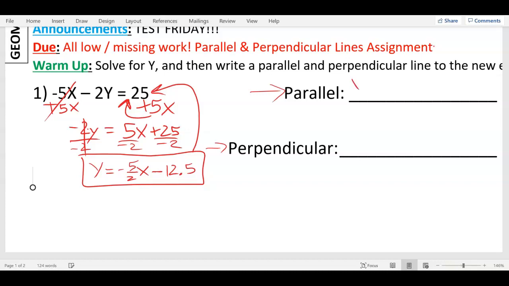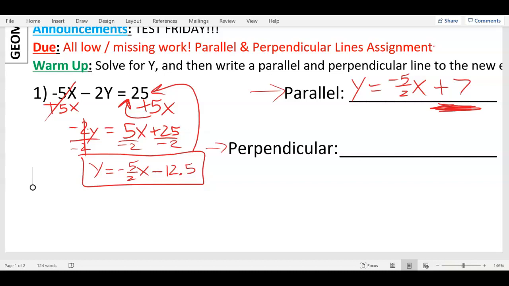Y equals negative 5 over 2 x, and instead of negative or minus 12.5, what should I write? Throw out a number. Plus what? Doesn't matter. You could put nothing if you wanted to. Plus 0 is a different y-intercept. All right, I wrote 5. But doesn't matter. Just some other number. Plus 7 is fine. So again, this b changes for parallel, not the slope. Okay, that was the front side of your assignment from Monday that you should have been working on and will finish today, right?